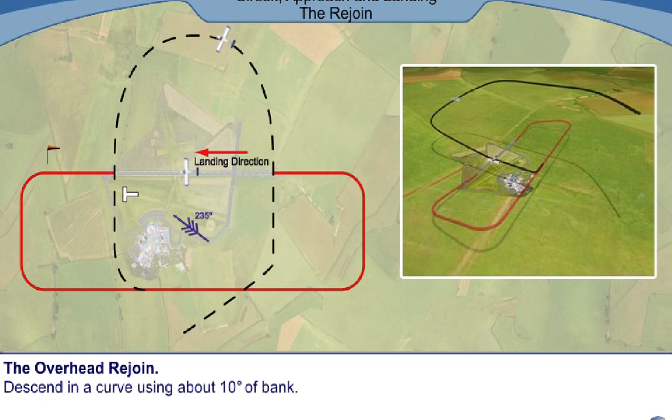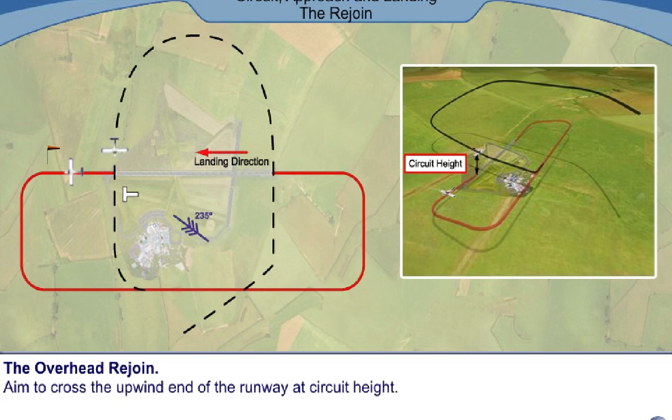Use just 10 degrees of bank initially in your descending turn. You can always increase the bank later if necessary. But if you start with more bank, then you may find that you have to stop the turn, and we're back with the undesirable straight descent.